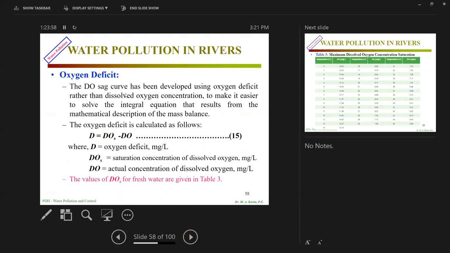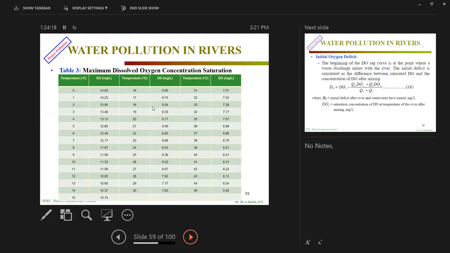Now, in order to do the SAG model, we calculate the deficit. The deficit gives me the difference between the saturation level and whatever dissolved oxygen is available at any time. Now, DOS is kind of constant because it depends on the temperature. Okay? So I'll show you a table here. 0 degrees can have a 14 and so on. As the temperature goes up, the dissolved oxygen goes down. Temperature goes up, dissolved oxygen goes down. So 45 is 5.95.